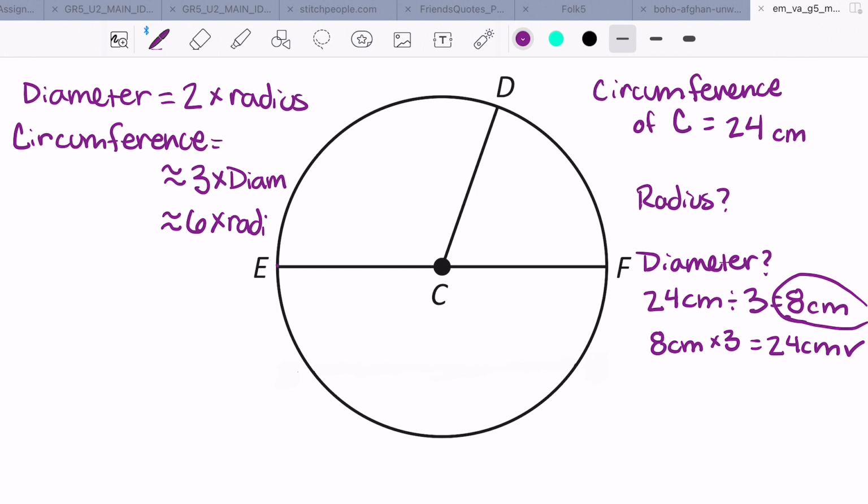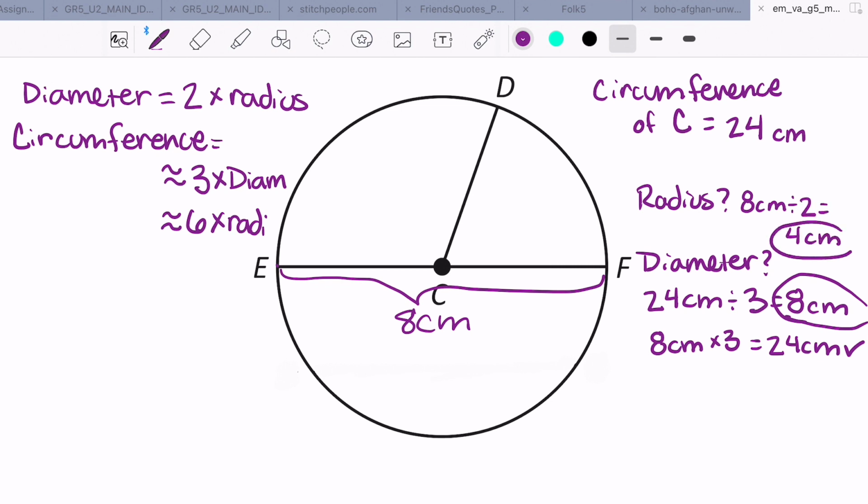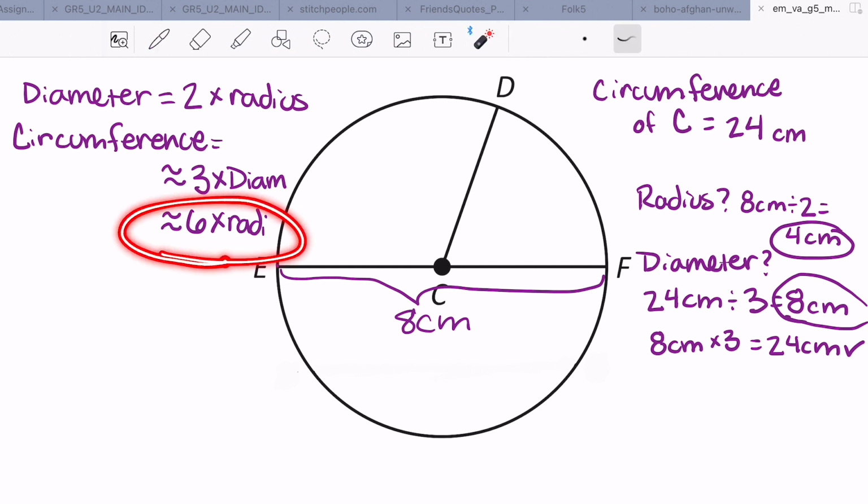In order to find the radius, we can use the diameter to help us, because we know the radius is half of the diameter. Or we could do the opposite operation with our 24 centimeters and divide that by 6. So you could do 8 centimeters divided by 2 using the diameter to find the radius. Or you could use the circumference to find the radius and do 24 divided by 6, which would also get you 4 centimeters.